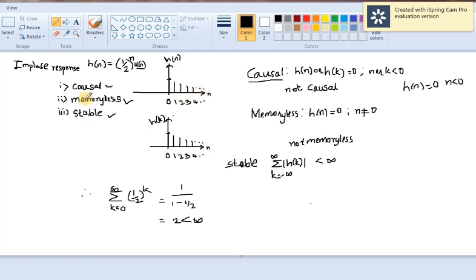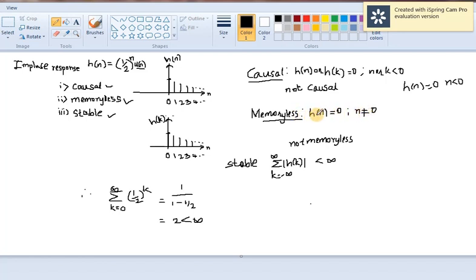Then let's check memorylessness. A system is said to be memoryless if it satisfies this condition. Why these conditions have been put, I hope you know. As discussed just earlier, h of n is equal to 0 for n not equal to 0.